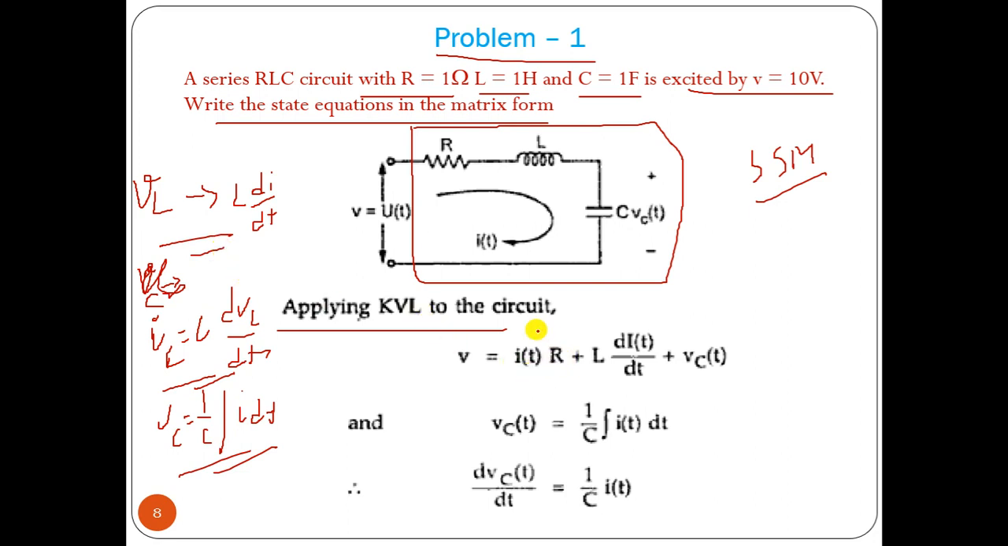So V equals i(t) into R plus L di/dt plus VC(t). Now VC(t) equals what? 1/C integration of i(t) dt. So we can write dVC/dt equal to 1/C i(t), if you take the derivative of both sides. So this is the equation.